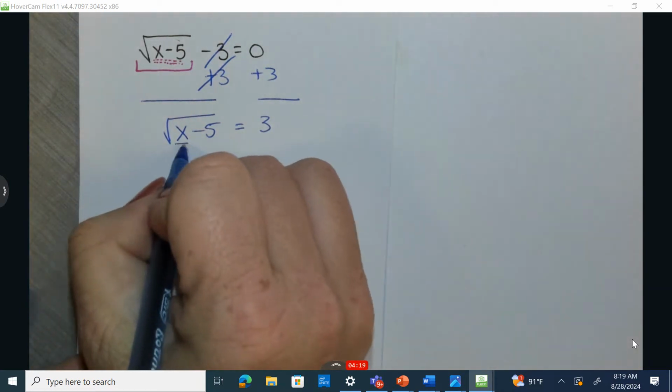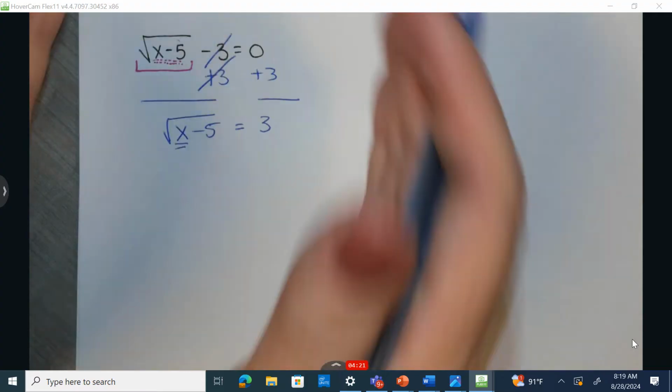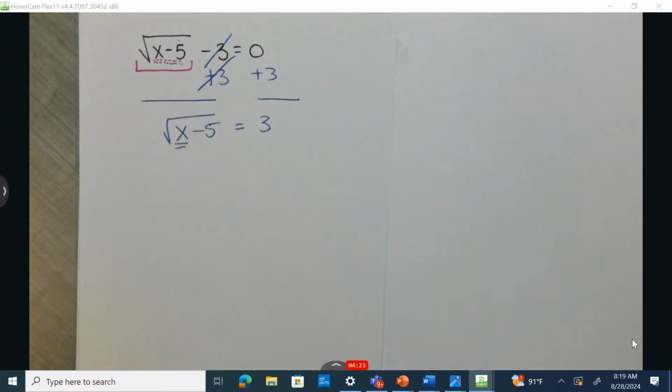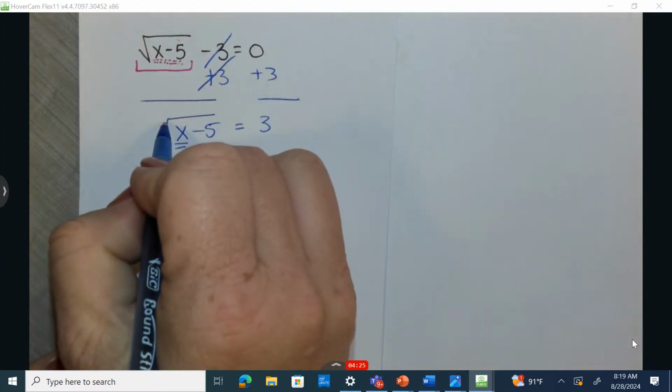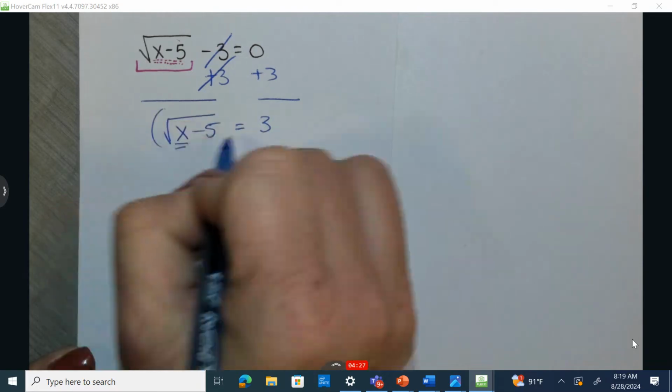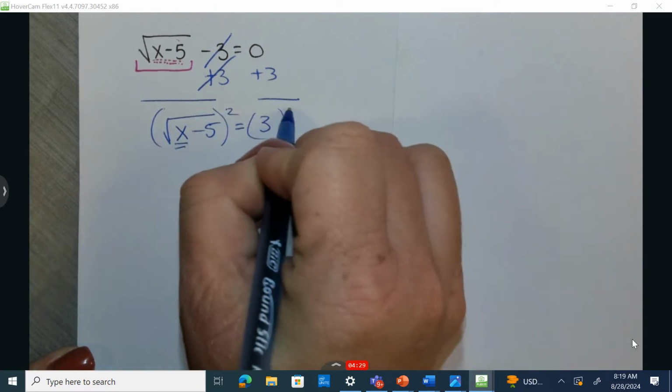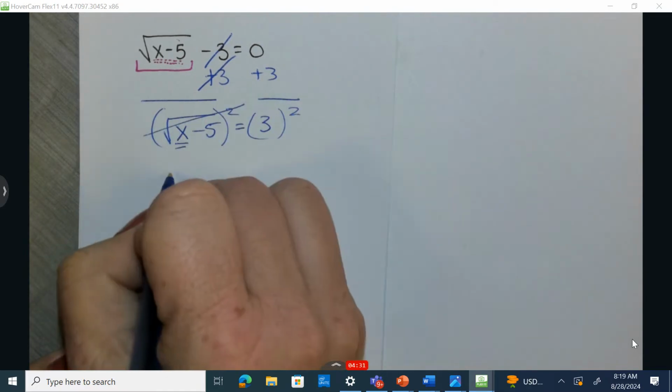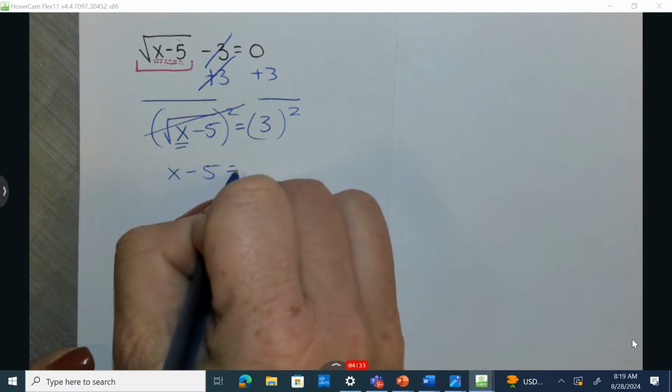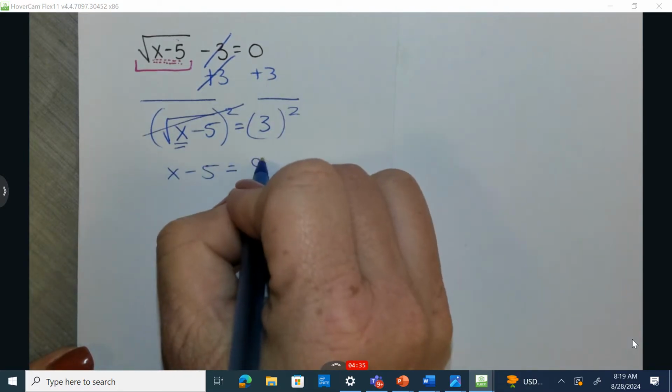My goal now is to get x by itself. So I'm going to do the outside and keep going all the way down until x is by itself. The opposite of a square root is a square. Whatever I do to the left, I must do to the right. I'm left with x minus 5 on the left-hand side, and 3 squared is 9.